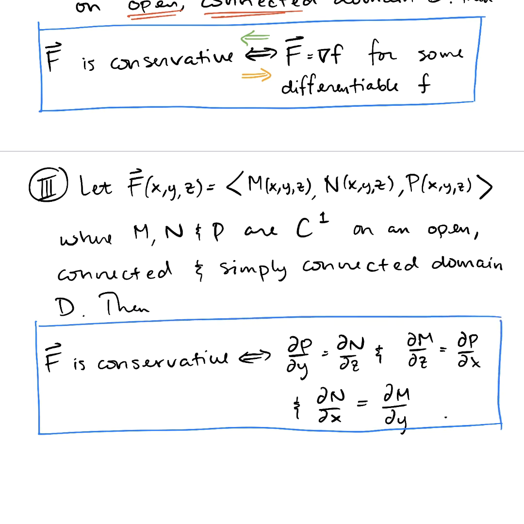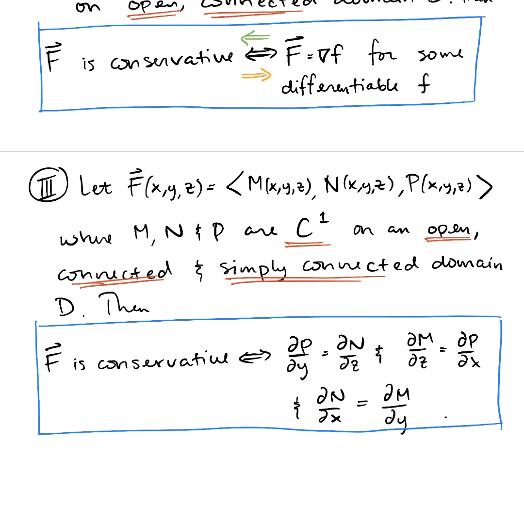Okay, hypotheses first. Note, in this one, hypotheses are slightly more restrictive. The component functions m, n, and p have to be better than just continuous. They have to be C1. All of their first partials have to be continuous. The domain has to be better than open and connected. It has to be open, connected, and simply connected. I believe your book leaves out the word open.